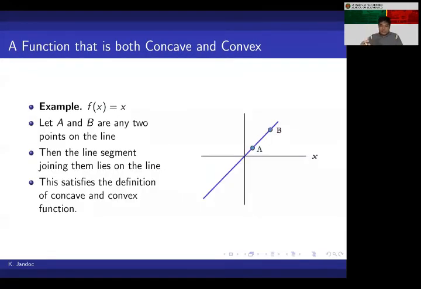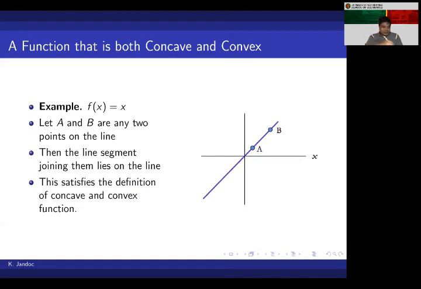But there are functions like a linear function, this line over here, that's both concave and convex. So what's the definition of concavity again? When you join 2 points, it's either on the line or below the line, below the graph, that's concavity. If it's convex, the line segments are on the graph or above the graph.